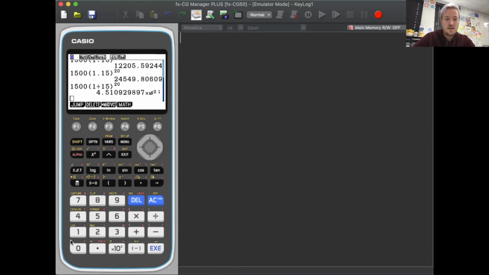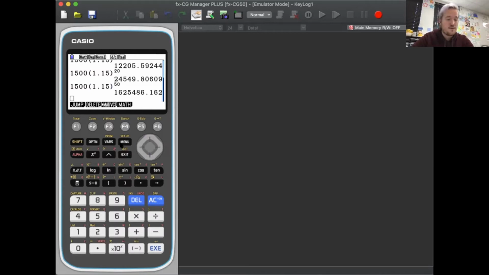So this is the issue. Oh, I did divide it by. Why am I like this? That's not right. There we go. So to the 20th, but I actually want 50. There we go. All right, so that's essentially what I just did.